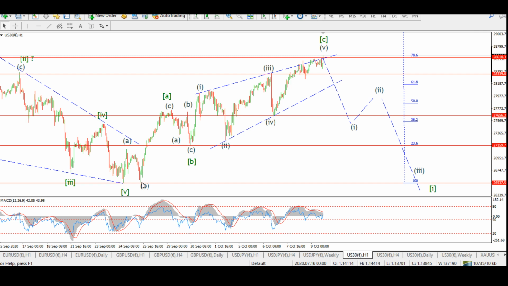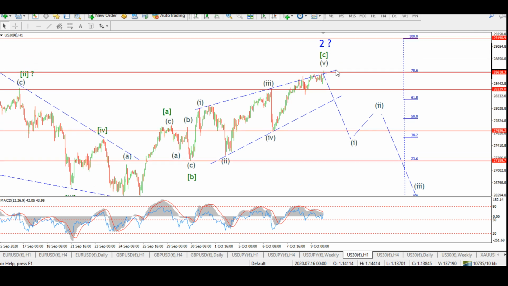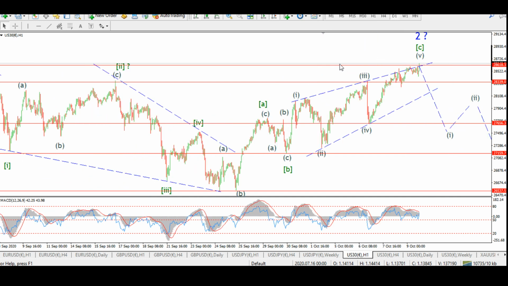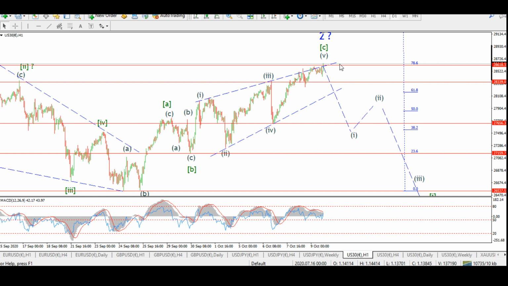I think we've got a 3-wave move up in A, an A, B, C down in B, and then a 1, 2, 3, 4, 5 wedge pattern or ending diagonal, if that's what you want to call it, in wave C to complete wave 2. I can be proved wrong. Obviously, the market has proved me wrong many times.